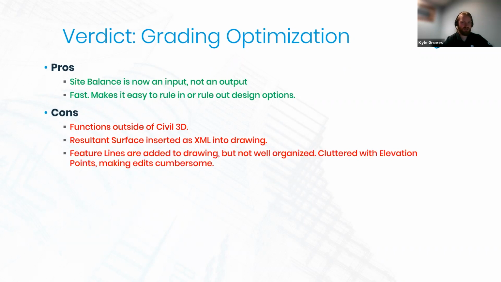It is going to add your feature lines to the drawing, but it's going to dump them all in one site. Also, those feature lines are going to be really cluttered with elevation points. So it's not just going to be a direct, hey, change that long 300-foot slope from -2 to -3.2%.